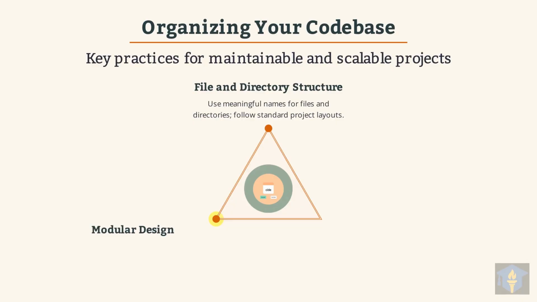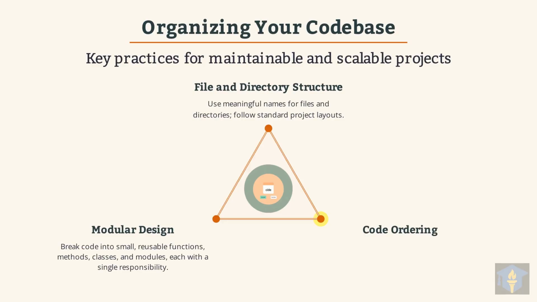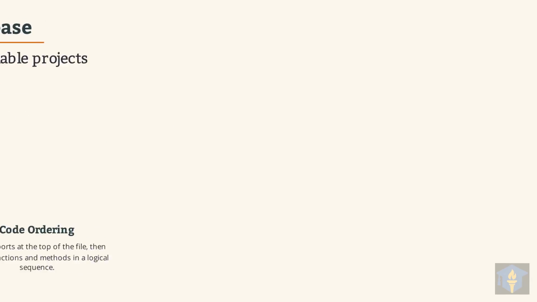Next, embrace modular design, which involves breaking down your code into manageable, independent parts. Break code into small, reusable functions, methods, classes, and modules, each handling a single, specific responsibility. Finally, consistent code ordering within your files significantly improves readability and navigation. Always place imports at the top of the file, then define functions and methods in a logical and consistent sequence.